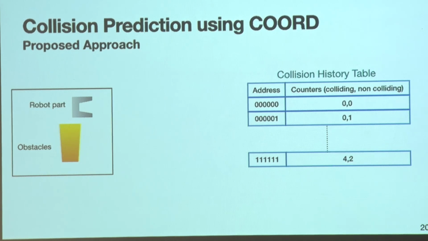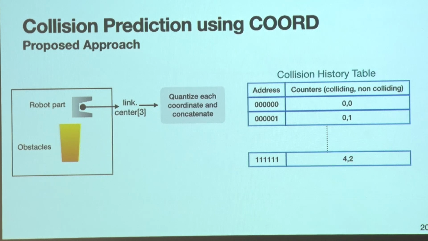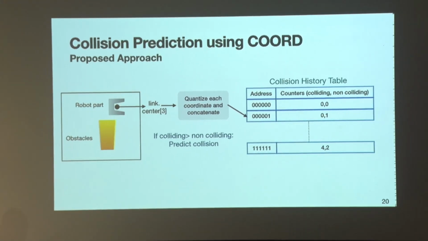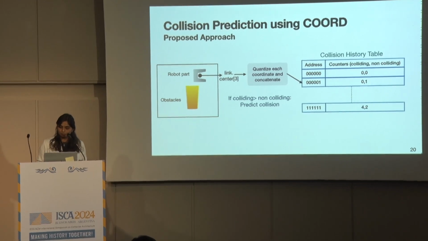And based on this, we propose CORD, which is our collision prediction approach. Here, for a given link environment collision query, we take the coordinates of the link's center. These Cartesian coordinates are quantized and concatenated to generate the address that we can use to access the collision history table. Our collision prediction strategy is also very simple: if the colliding counter is greater than the non-colliding, predict collision. Here we intentionally design the hashing function as well as the prediction strategy to be very simple so that we can keep the overheads of collision prediction low.